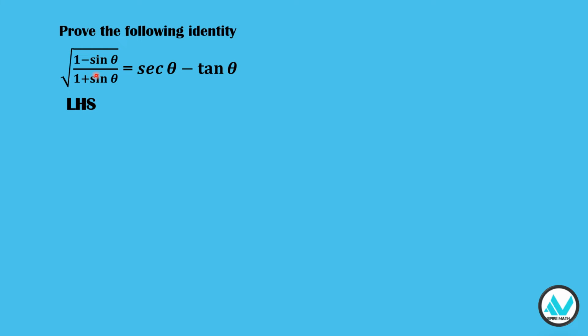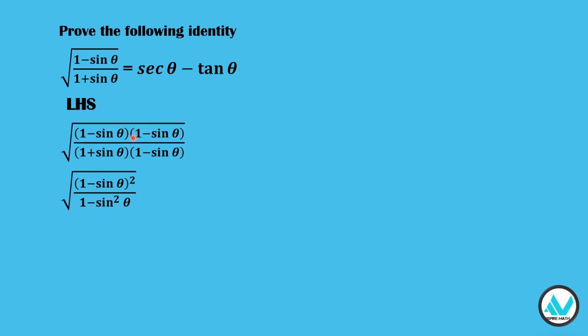Now let me take the LHS. Here, see the denominator. I have 1 plus sine theta. Then multiply by its opposite, that is 1 minus sine theta. So I'm going to multiply the denominator by 1 minus sine theta. If I'm going to do anything in the denominator, it has to be done in the numerator as well. So I'm going to multiply the numerator also with 1 minus sine theta.